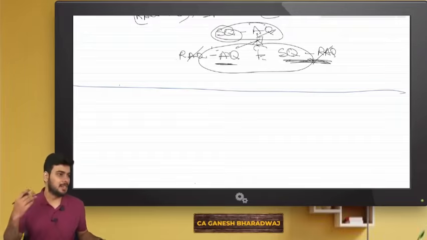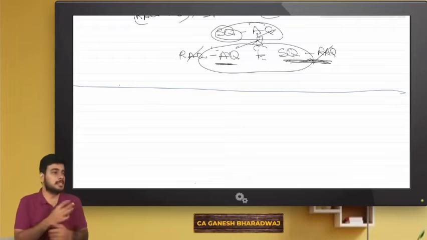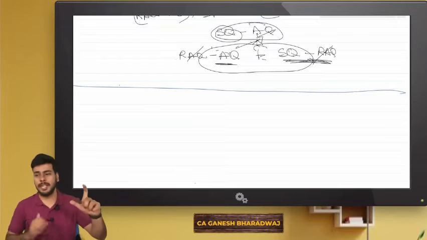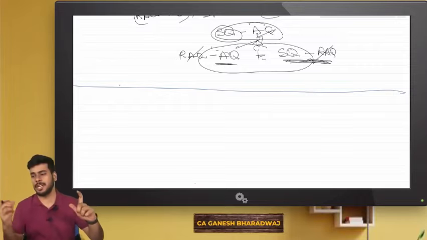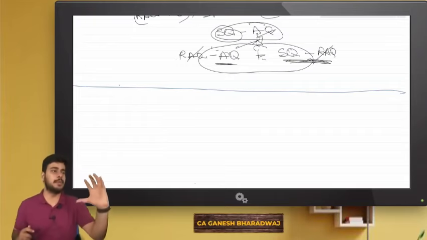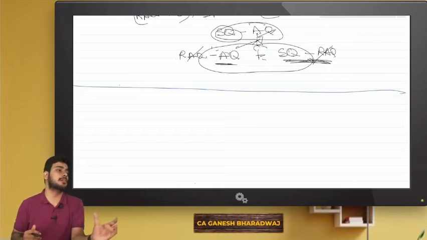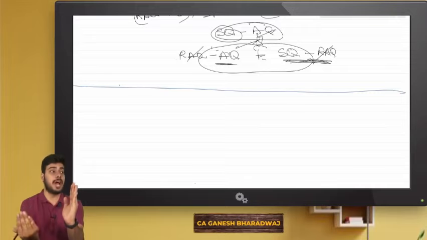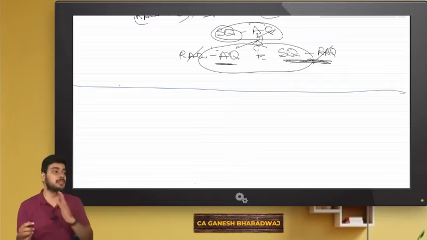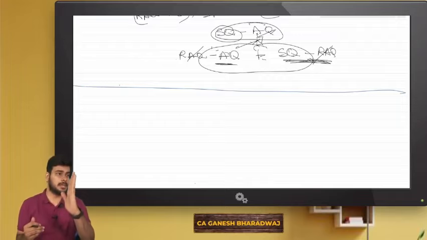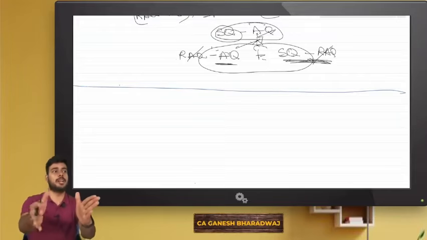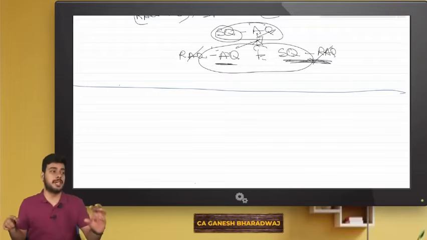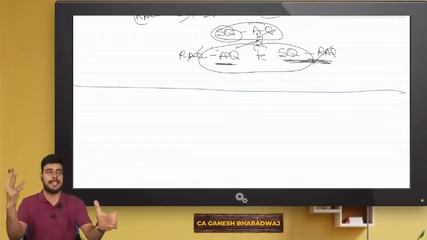So, material cost variances. Everyone should tell me what's the formula. Material cost variance: standard quantity into standard price minus actual quantity into actual price. Segregate into two. Material price variance: standard price minus actual price into actual quantity. And then usage variance: standard quantity minus actual quantity into standard price. Then this usage variance is further classified into material mix variance and material yield variance.